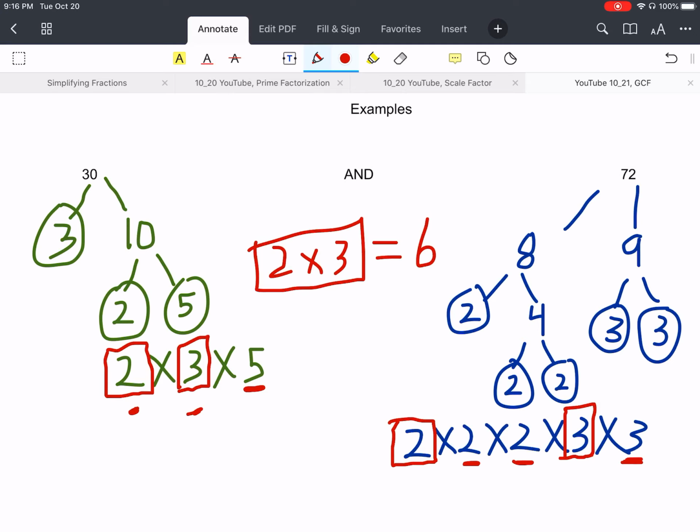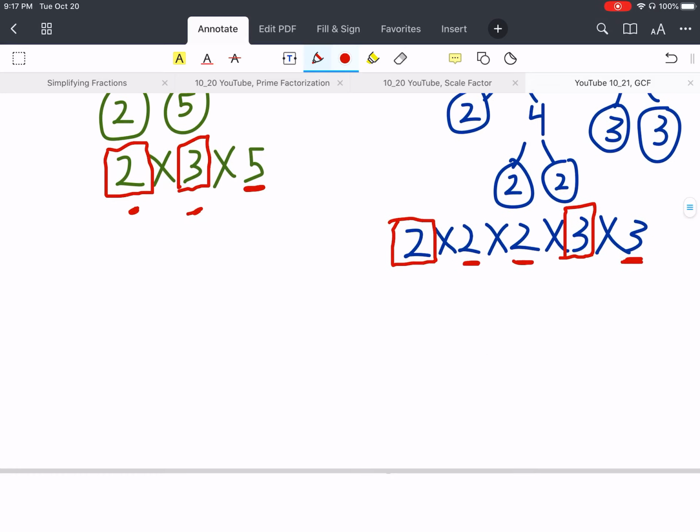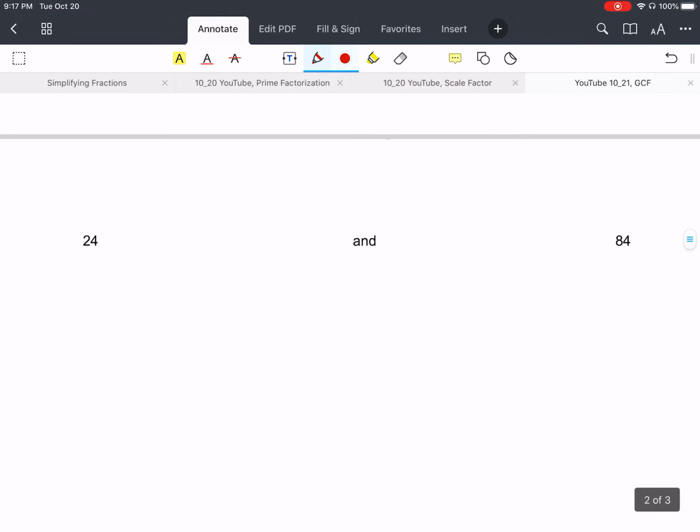So all that we did was we found the prime factorization of each number, and we identified the pairs. After we found the pairs, we multiplied them together and found our greatest common factor. We're going to do a few more just so you can see.